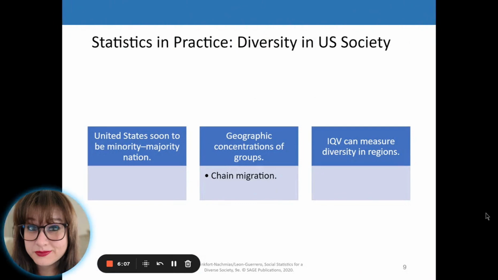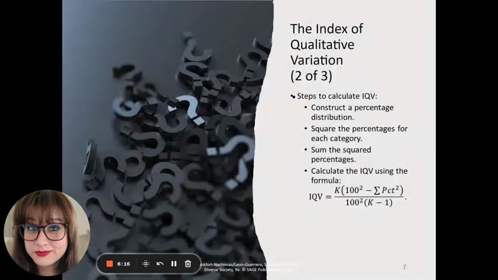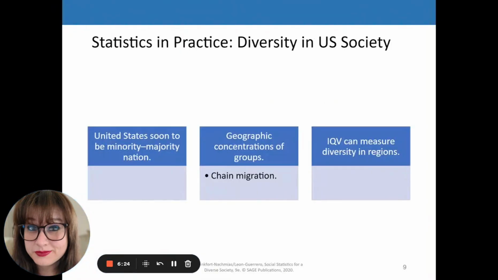Now, if we're looking at this, it's really important that we understand that statistics can change over time, right? So the IQV for one state might be very different. Like, the IQV for an ethnicity or racial group in California would be very different 40 years ago than it would be today, or even in the United States. And so understanding how diversity in our society can influence our statistical practice is important.